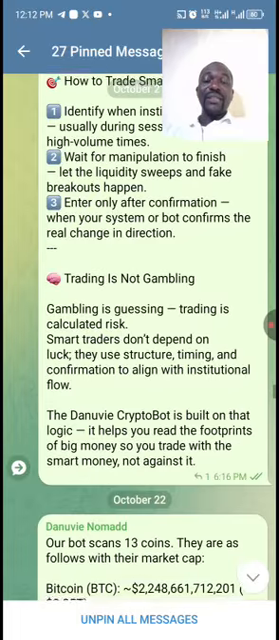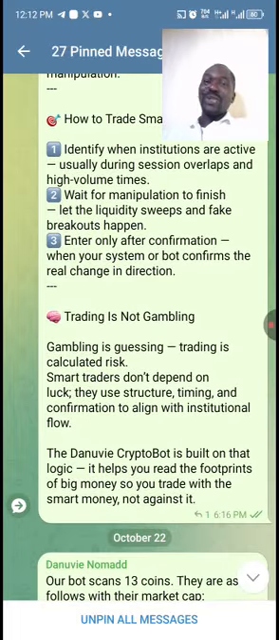So I think this is the last point. Say trading is not gambling. Of course, I hear so many people DMing me telling me, "Oh God, this thing is gambling." Yeah, this thing is not gambling. I am a 12-year active trader.